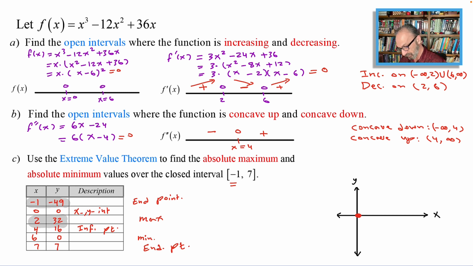The graph goes from (-1, -49) all the way down, somewhere here. Goes through the origin, reaches to 32. Let's take this back and make it a curve. Goes back down to 0, bounces back up and stops right here. One more time.